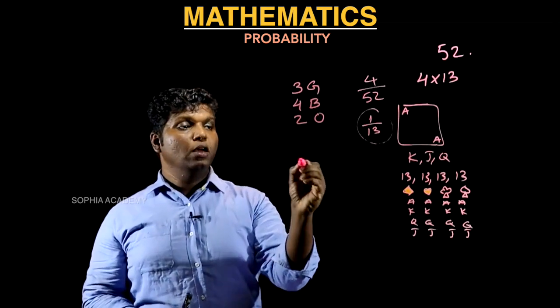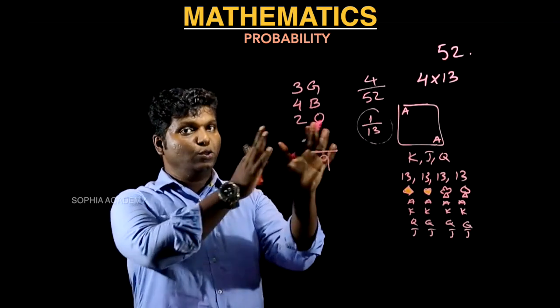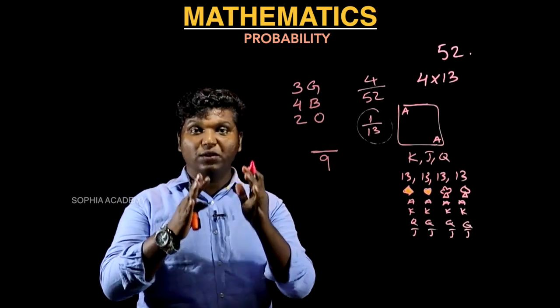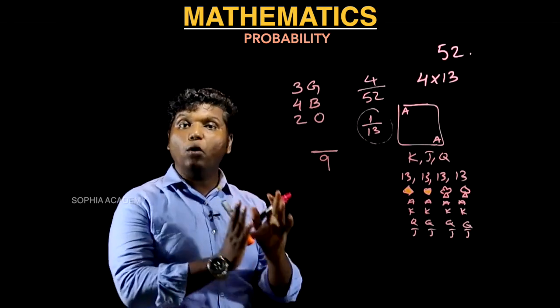So we know that out of 9 something is going to happen, and we are going to write there our favorable outcome. What is our favorable outcome? Just focus on your question. What is given in the question? You have to find the probability that it is not an orange marble.